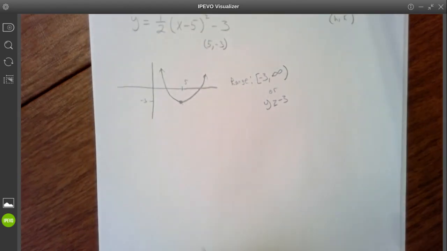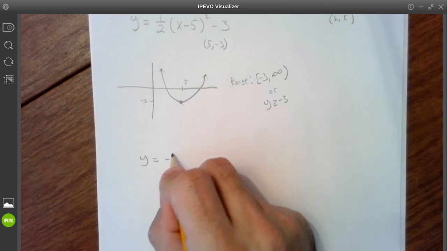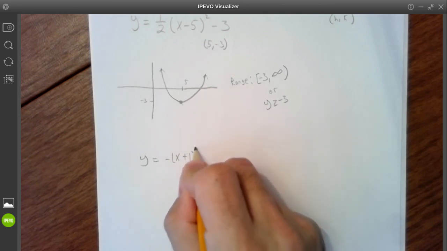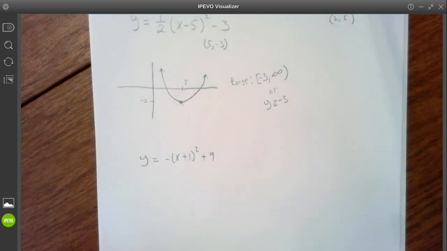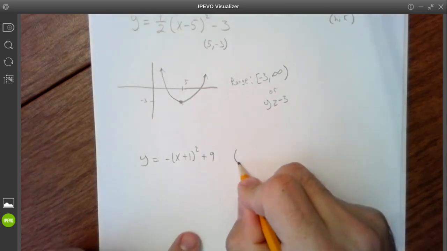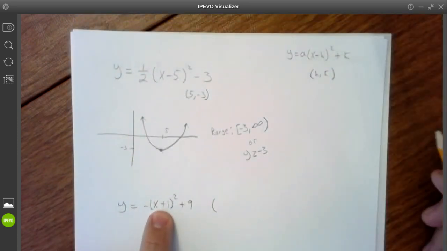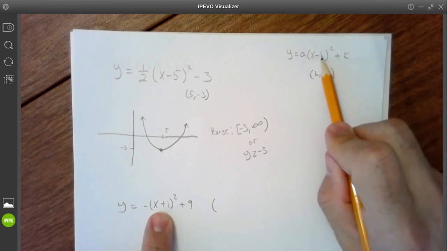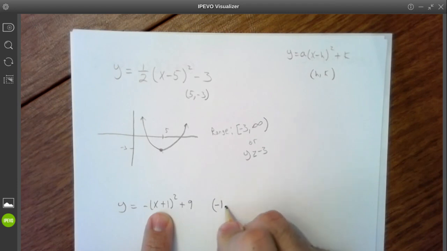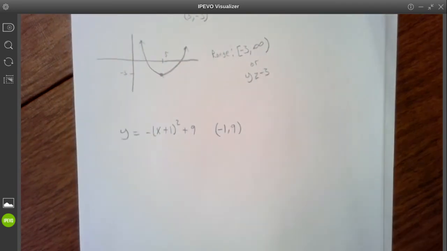All right, let's go ahead and graph one more. It's in vertex form. I'll do y equals negative (x plus 1) squared plus 9. So my vertex, I'm going to switch my sign here. If it shows x plus 1, it's actually going to be negative 1 because it's the opposite of whatever the sign is there. Negative 1, and then the k is going to be a 9. So my vertex is negative 1, comma 9.